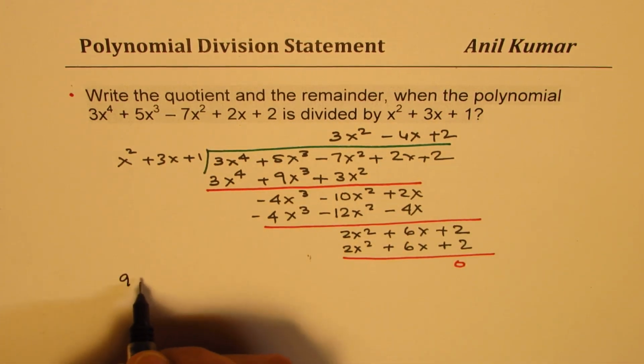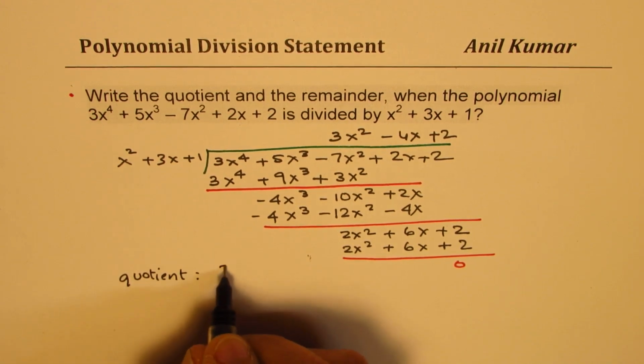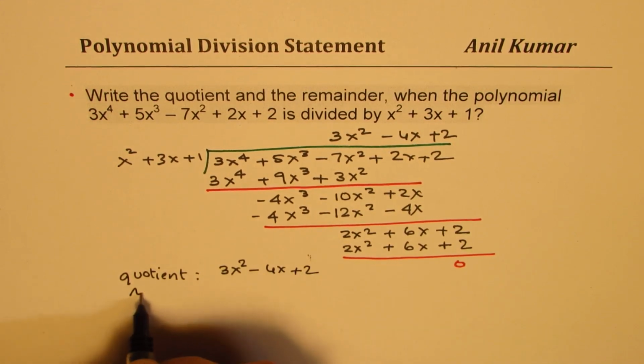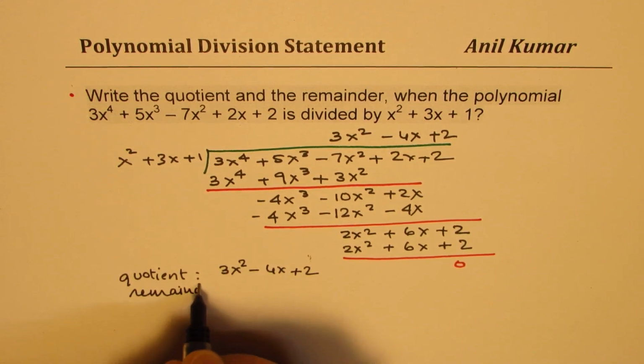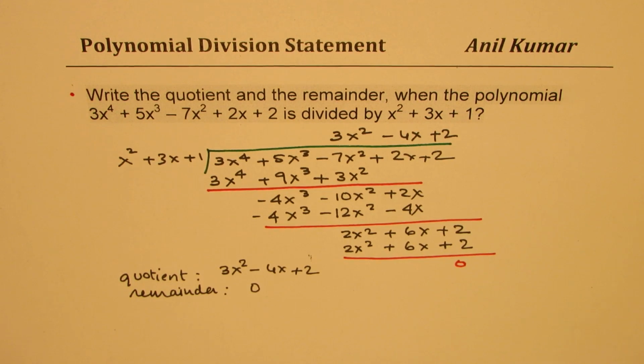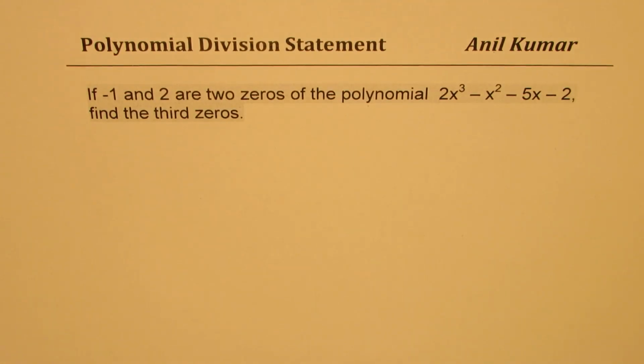So the quotient is 3x square minus 4x plus 2, and the remainder is 0, right? So that means that x square plus 3x plus 1 is a factor of the quadratic equation given to you, right? Now here is another question.